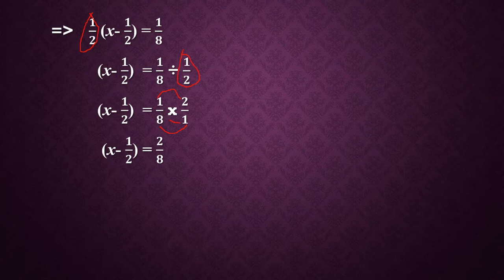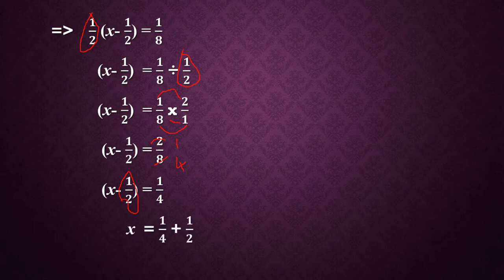Now we have to change it into the lowest form. So we can cancel: 1 twos are 2, then 4 twos are 8. So x minus 1 by 2 is equal to 1 by 4. We need only the value of x. Here the subtraction of 1 by 2 is there, so we have to transpose it to the opposite side. So x equals 1 by 4 plus 1 by 2.